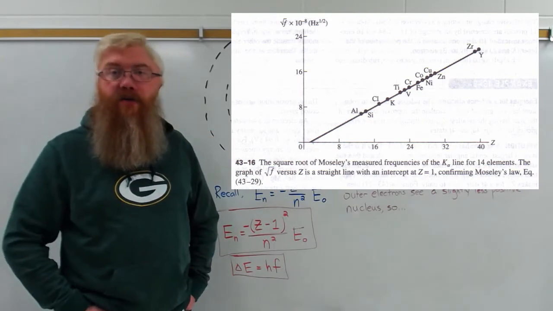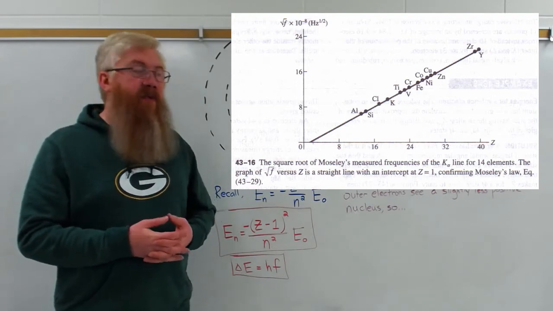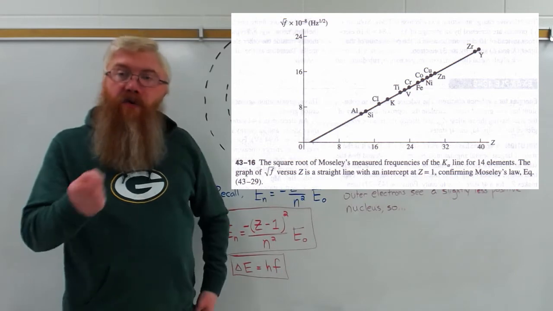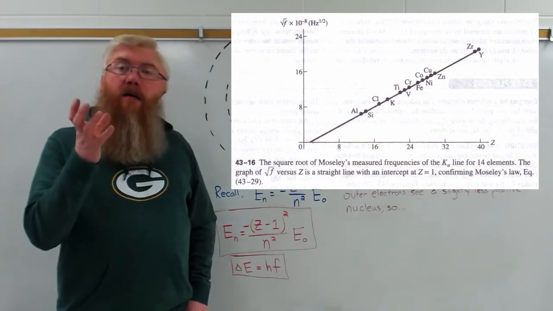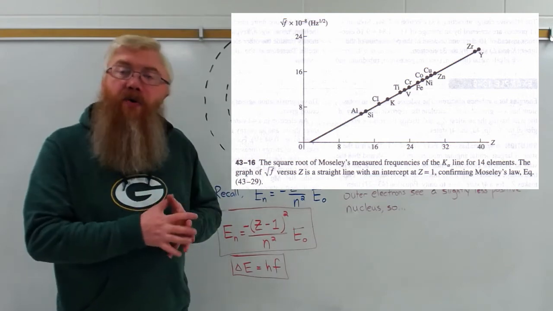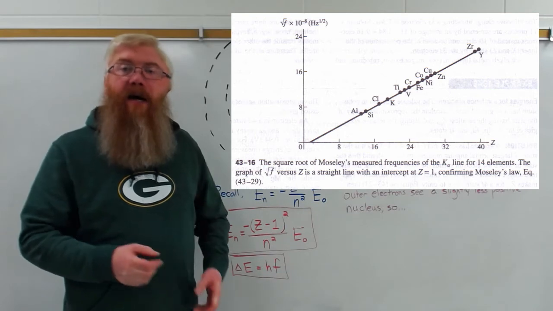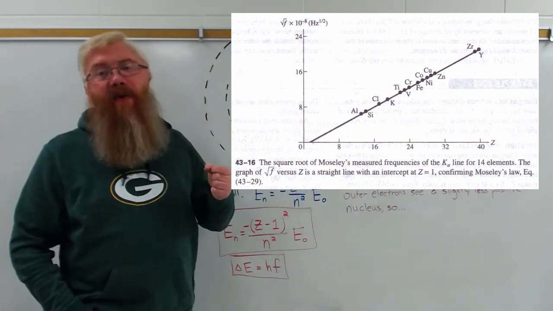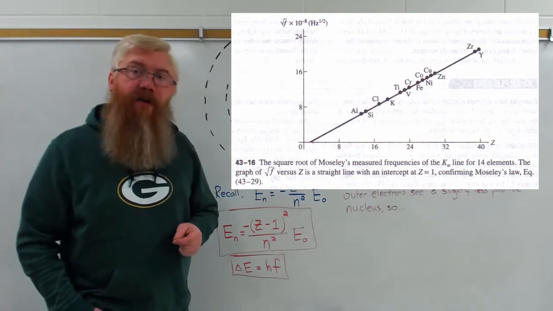The Moseley plot is just a plot of the frequency of the K alpha photon, the X-ray photon, as a function of the number of protons in the nucleus, or the positive charge in the nucleus of the atom. And it's a wonderful, beautiful linear plot that relates, in fact, it's the square root of the frequency, to the number of protons in the nucleus.